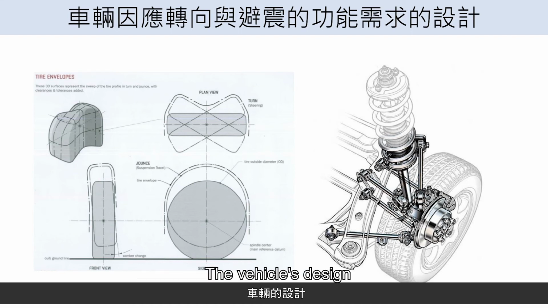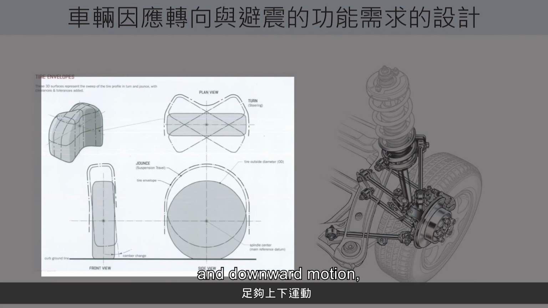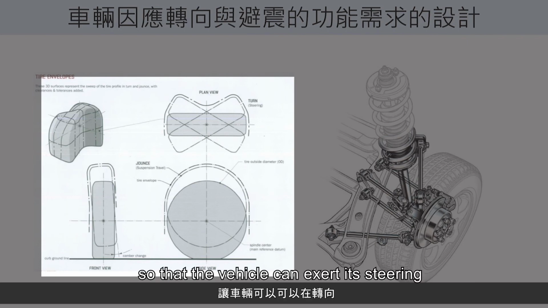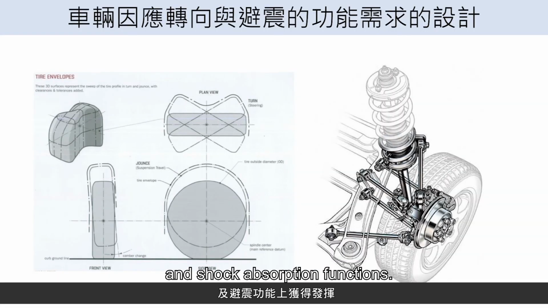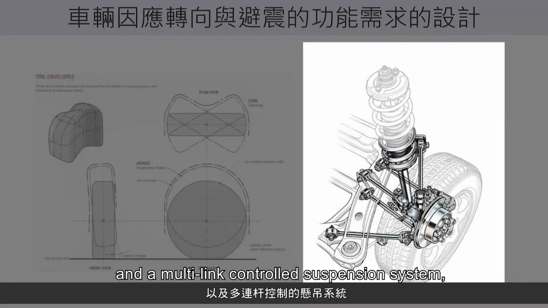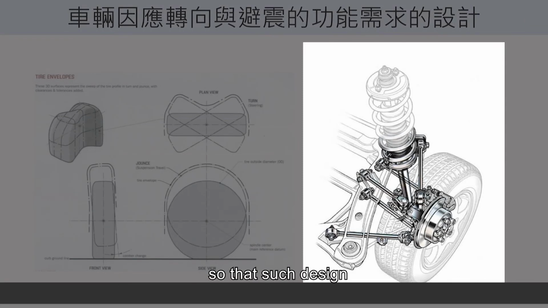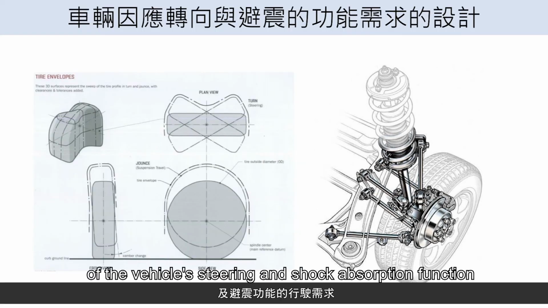Design of vehicle steering response and shock absorption function requirements. The vehicle's design must allow the wheels to have enough upward and downward motion, rotation, and swinging space so that the vehicle can exert its steering and shock absorption functions. For such a control mechanism, we need to design a steering knuckle, tie rods required for steering, and a multi-link control suspension system, including the spring and shock absorber, so that such design can meet the driving requirements of the vehicle's steering and shock absorption function.